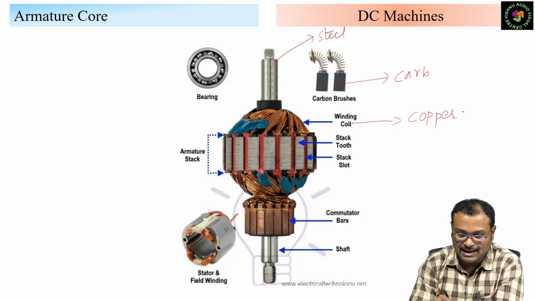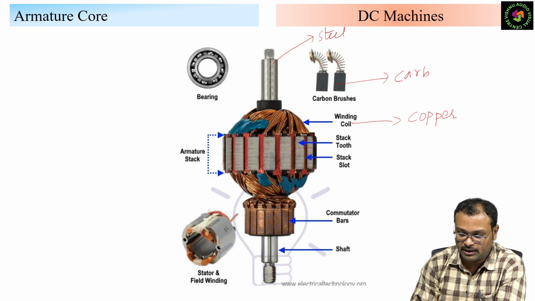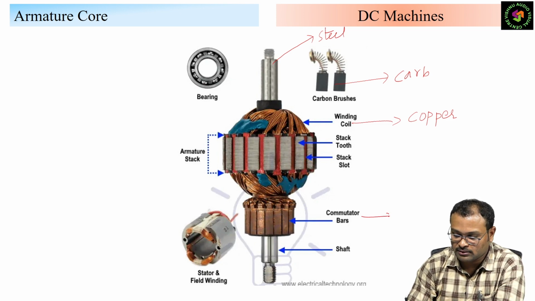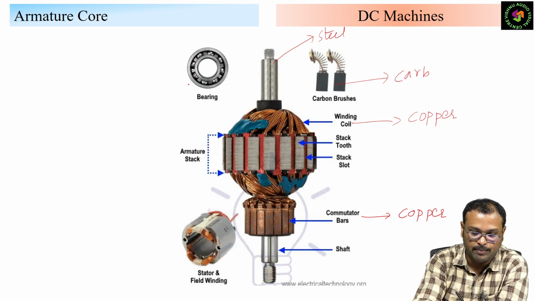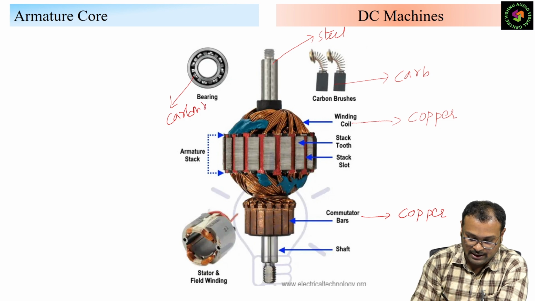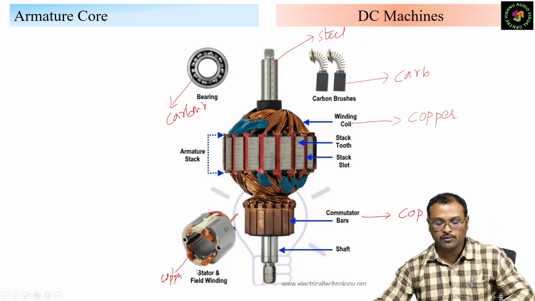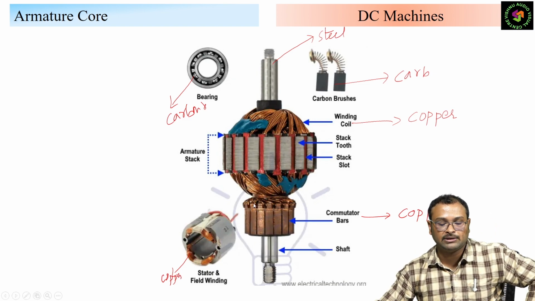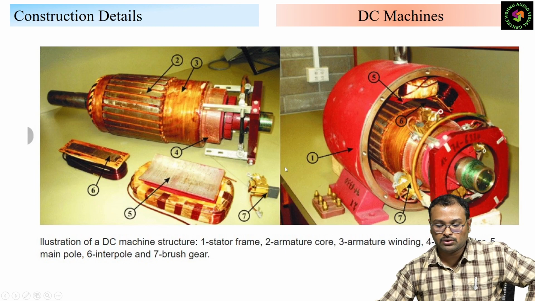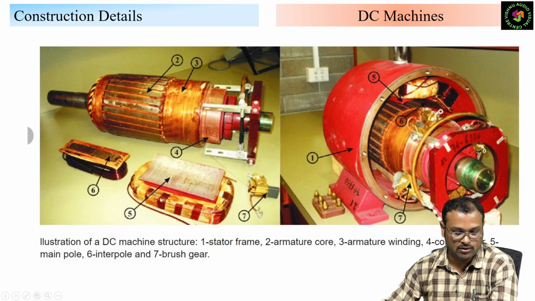This is the armature stack with slots and everything. These are commutator bars, copper. The shaft, already discussed, is steel, and the bearings are carbon steel. And the stator field winding is copper, enameled copper. So clearly we can understand what it is made of and what its purpose is. This is a summary of the construction I made for your understanding, so go through it.